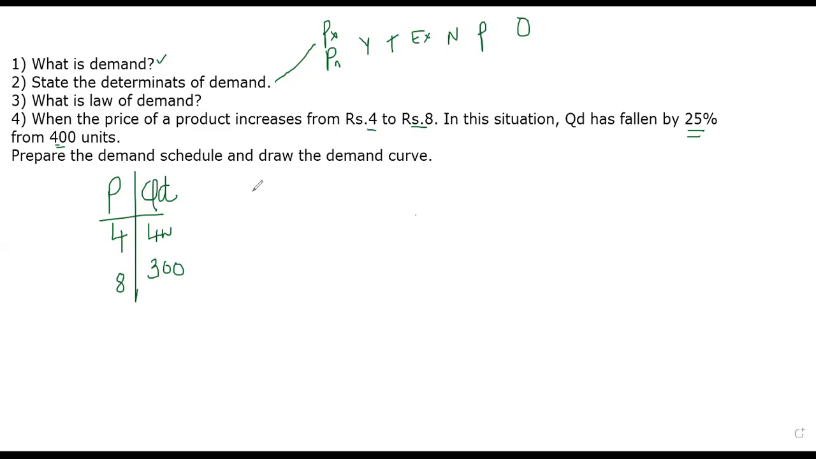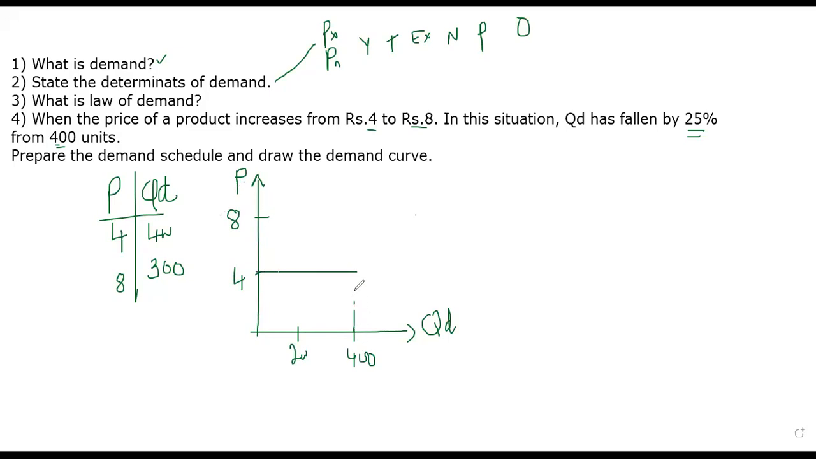Now let's draw the demand curve. So in your demand curve, vertical axis price must be there. Horizontal axis quantities demanded must be there. This is 4. This is 8. 200 and 400. Okay. So 4 rupees, 400 units are demanded. 8 rupees, 300 units are demanded. So the demand curve comes like this.